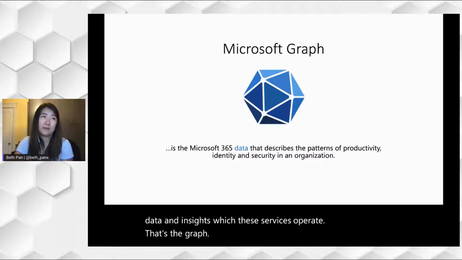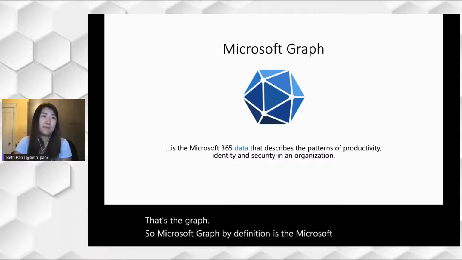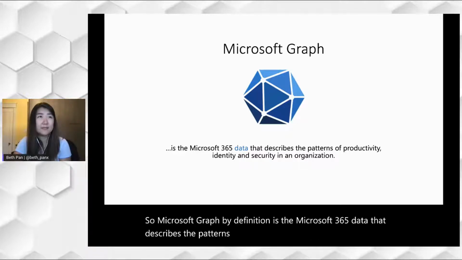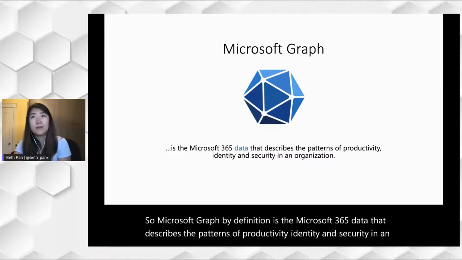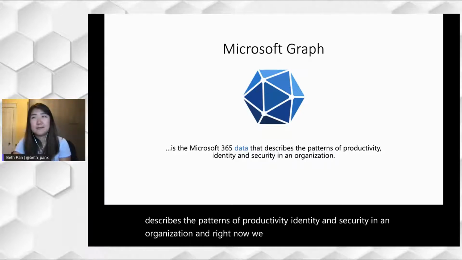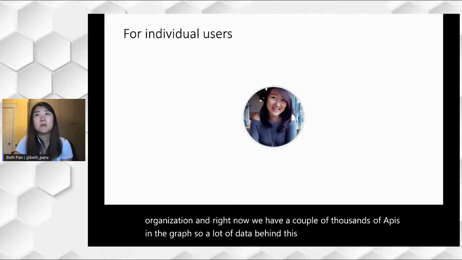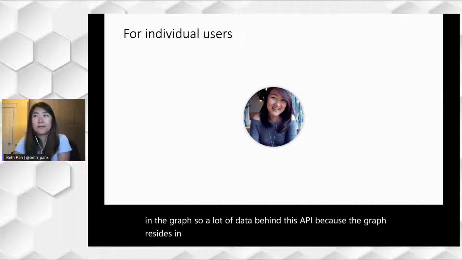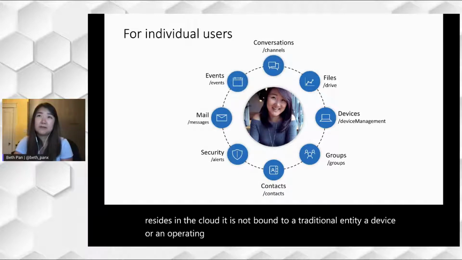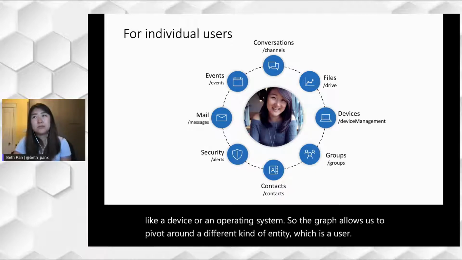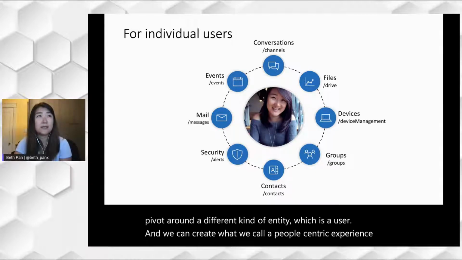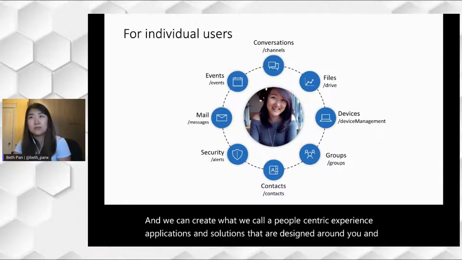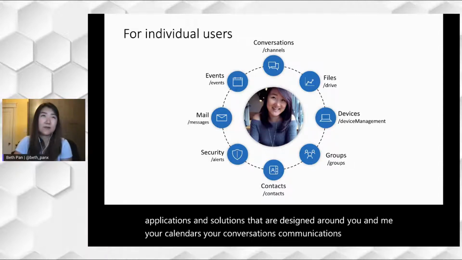So Microsoft Graph, by definition, is the Microsoft 365 data that describes the patterns of productivity, identity, and security in an organization. And right now we have a couple of 10,000s of APIs in the Graph, so a lot of data behind these APIs. Because the Graph resides in the cloud, it is not bound to a traditional entity like a device or an operating system. So the Graph allows us to pivot around a different kind of entity, which is a user. And we can create what we call a people-centric experience: applications and solutions that are designed around you and me, your calendars, your conversations, communications, tasks, devices, files, and so much more.